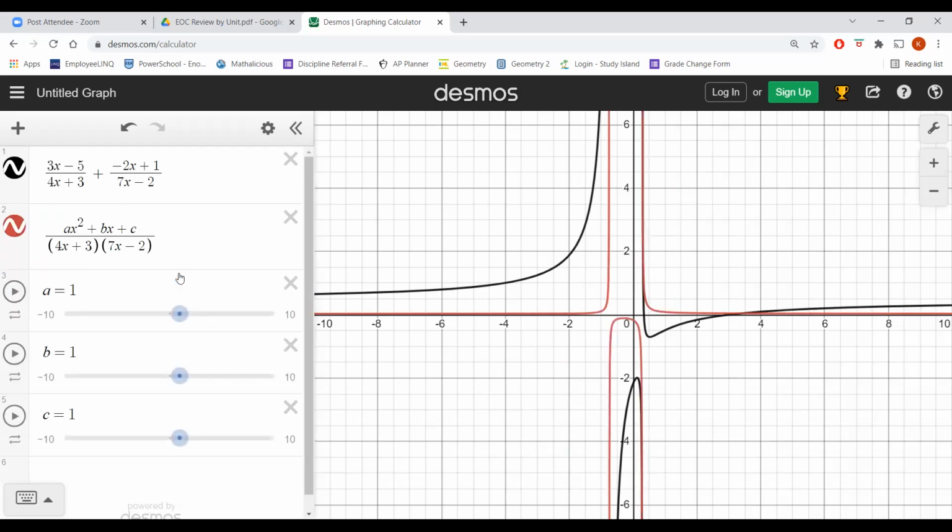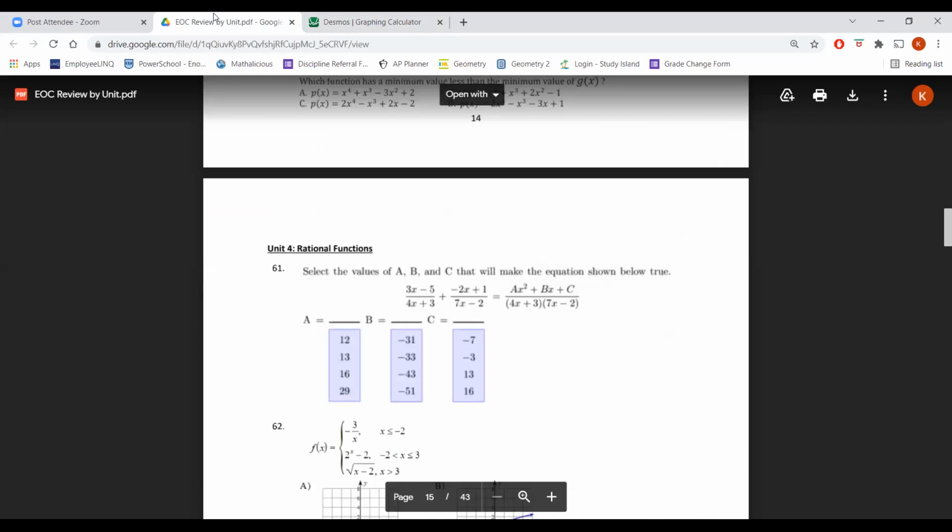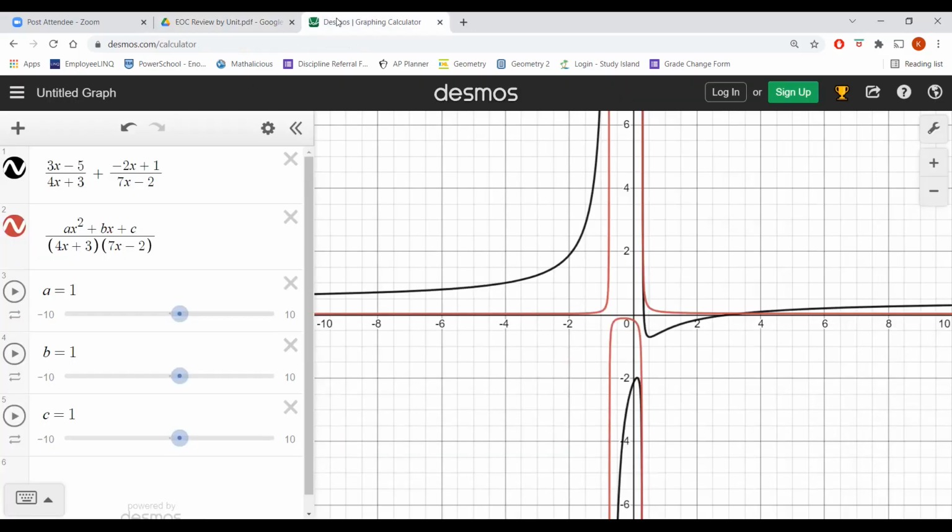So we're going to go through, and you can see in the problem that they say the A value can be 12, 13, 16, or 29. The B value can be negative 31, negative 33, negative 43, negative 51, and the C value can be those four numbers. So I'm going to do this problem by guess and check.